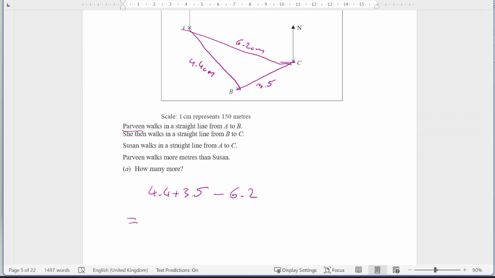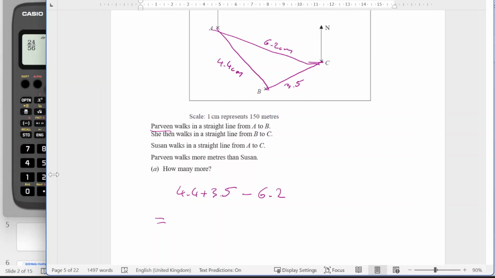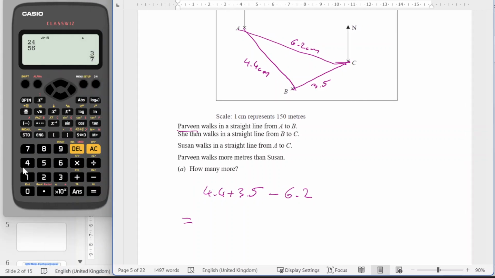and we'll bring the calculator in for this. So 4.4 plus 3.5, and then subtract 6.2. So that gives me 1.7 centimeters more.